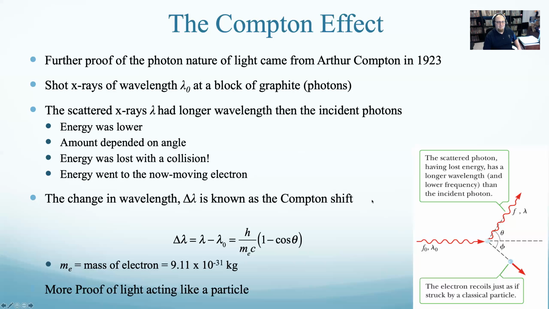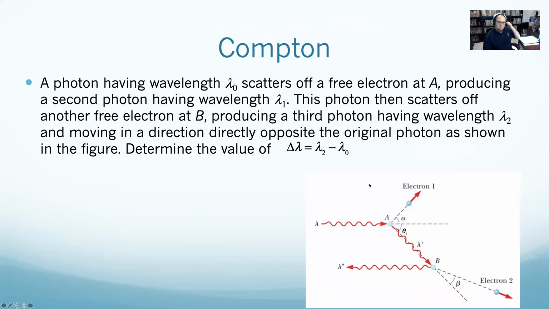Okay. Let's do an example problem. A photon of wavelength lambda naught scatters off a free electron at point A. When it does that, it forms a second photon, which I called lambda 1, or lambda prime, so I probably should have called it the same thing. This photon then scatters off another free electron at B, producing a third photon with a wavelength lambda 2, moving in a direction directly opposite the original photon, as shown in the figure.